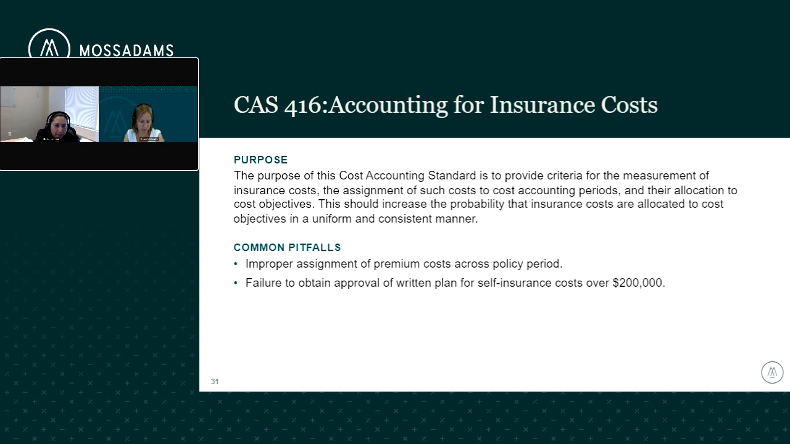And so CAS 416 is the accounting for insurance cost. You typically have a couple of categories related to insurance. It's pretty straightforward generally. You may have the purchased premium type plan, where the cost should be allocated over the accounting period the policy covers. It definitely becomes more complicated with any type of self-insurance plan. Self-insurance provisions in general have been incorporated into FAR and are applicable to contractors.